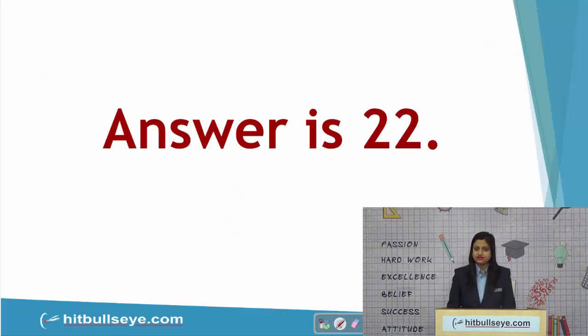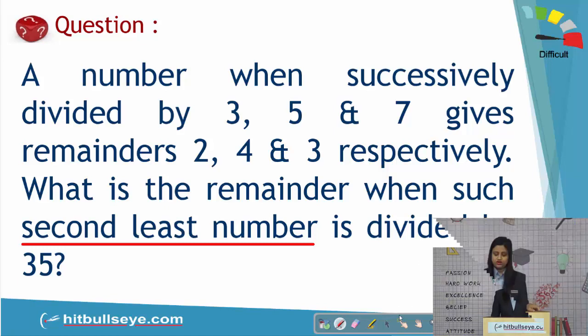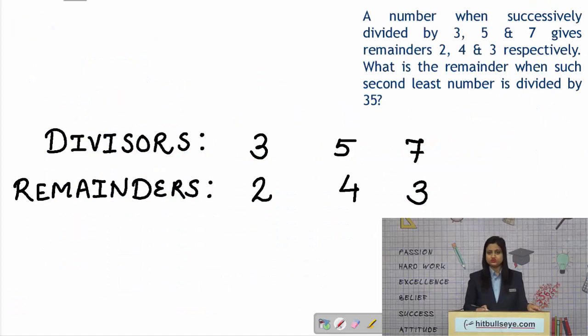In the next question, we will have three divisors. Question says, a number when successively divided by 3, 5 and 7 gives remainders 2, 4 and 3 respectively. What is the remainder when such second least number, these are the keywords here, second least number is divided by 35? So to solve this question, first of all, we will find such second least number. For the least number, we take quotient to be 0. But for second least number, we'll take quotient to be 1.